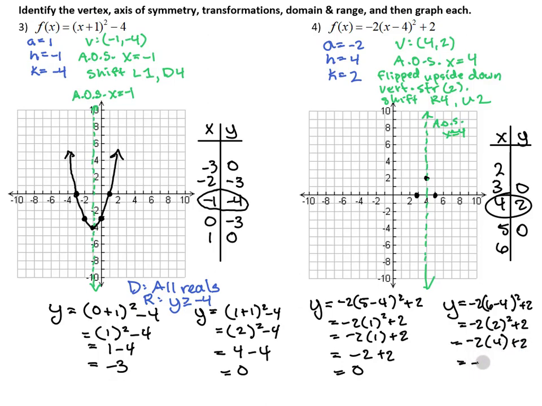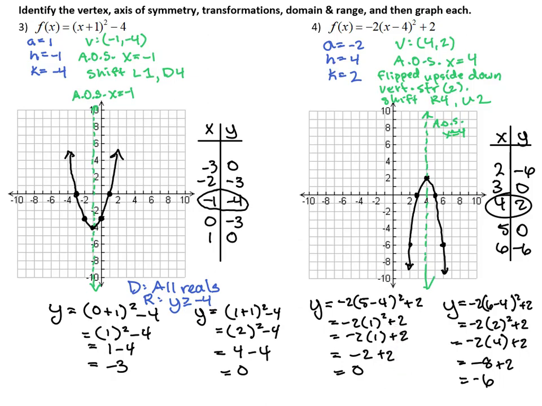Negative 2 times 4 as we multiply is negative 8, plus 2 is negative 6. So 6 is down at negative 6 right here, and 2 would also be down at negative 6. And this makes sense. We said our graph should be opening upside down. It is. It's vertically stretched, so it'll look a little thinner than our parent function if it was flipped upside down and shifted right 4 and up 2.